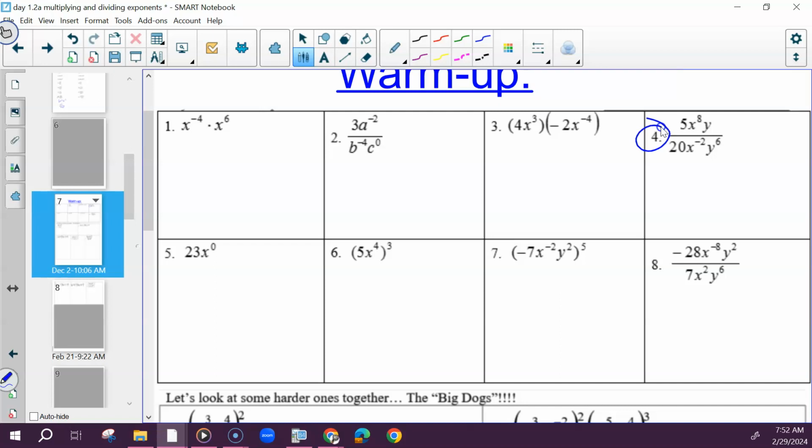We'll start with 4. If we have other questions, we'll go into that. So 4, I want you to tell me what operations you see. We are dividing, yes. Subtracting. We will be subtracting the exponents. We will be simplifying, but that's not really an operation. What else?